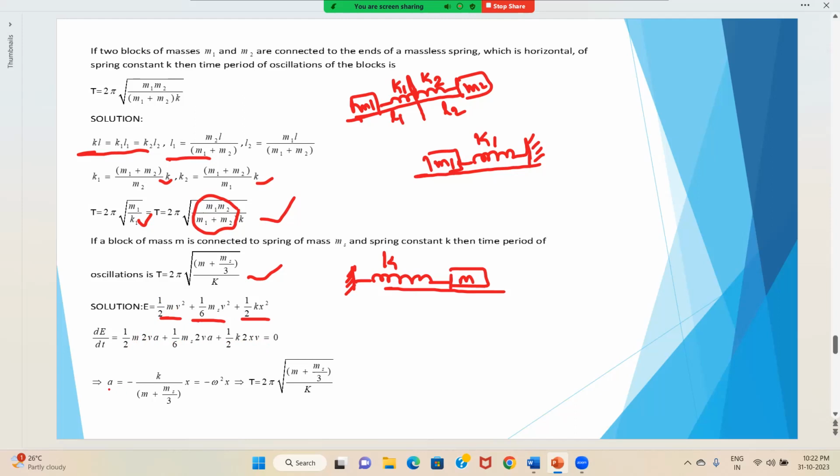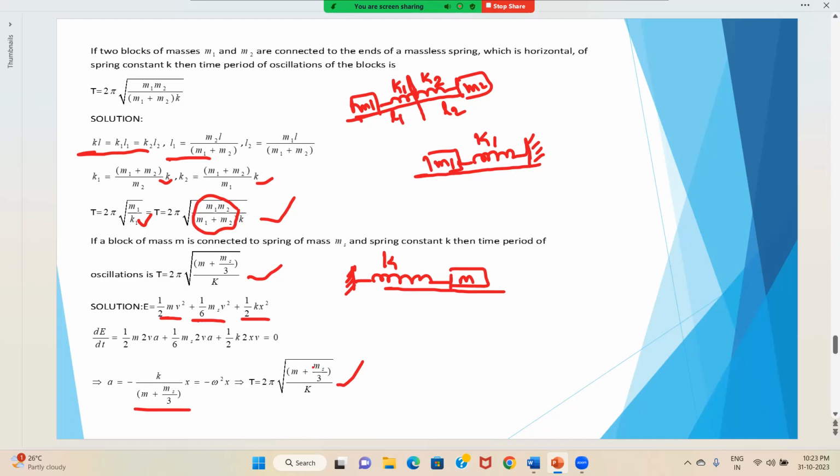And after solving, we get acceleration equal to minus k by (mass of the block plus 1/3 of mass of the spring) into x. So this is in the form minus omega square into x. That means in the place of omega square, it is now k by (m plus ms by 3). Then time period is 2 pi by omega. This is now the final expression. So whenever the spring is having mass, this is the expression for time period of oscillations.